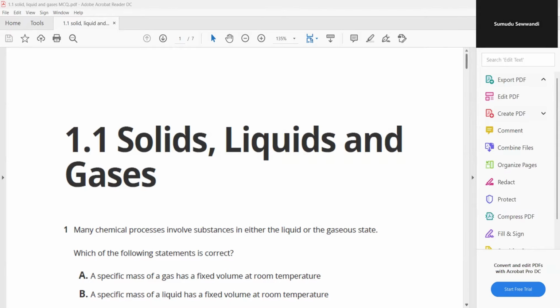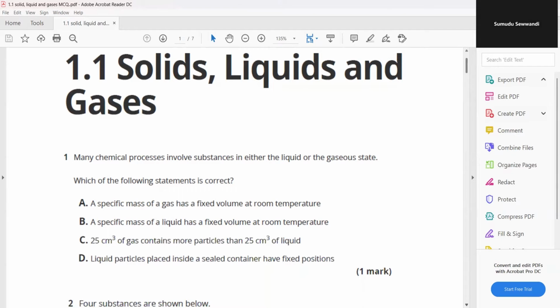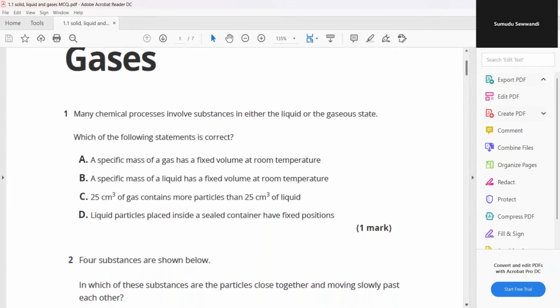The first question we have to do is, many chemical processes involve substances in either the liquid or the gaseous state. Which of the following statements is correct? A. A specific mass of a gas has a fixed volume at room temperature. B. A specific mass of a liquid has a fixed volume at room temperature. C. 25 cubic centimeters of gas contain more particles than 25 cubic centimeters of liquid. D. Liquid particles placed inside a sealed container have fixed positions. Now we'll see how to solve this problem.